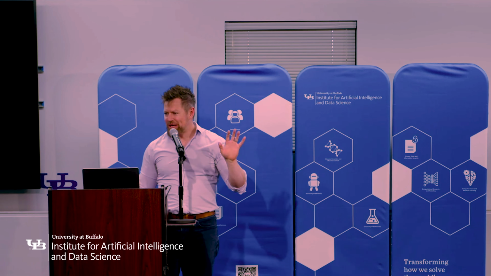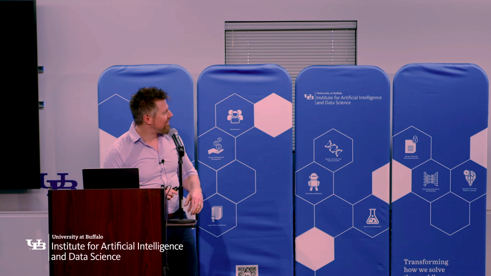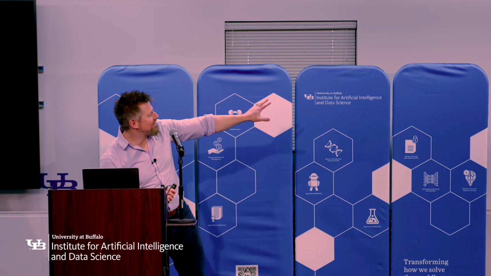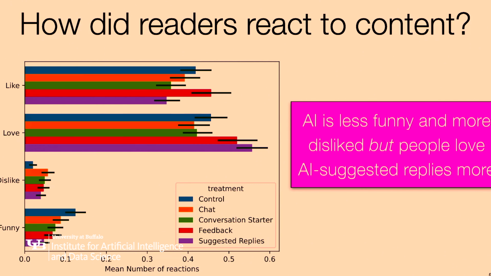What about these reactions? What do people think? They smashed the like button. I'm not going to show you the build out, but this is the like, love, dislike, and funny. There's a bunch more that were rarely used. These were the 4 big ones. What we see is that AI, for the most part, is much less funny. Whatever those comments, even if it's you writing with AI assistance in the conversation starter, much less funny. People do love those comments better if it's a suggested reply, which again, I did not expect.